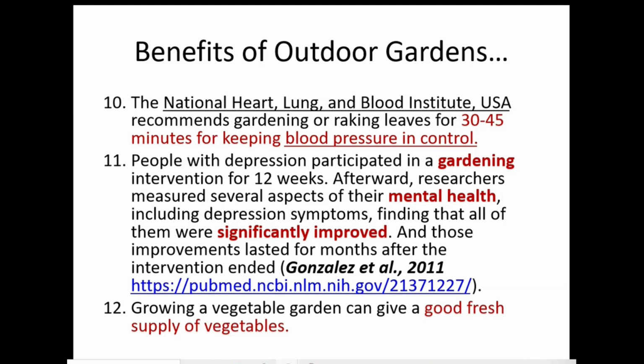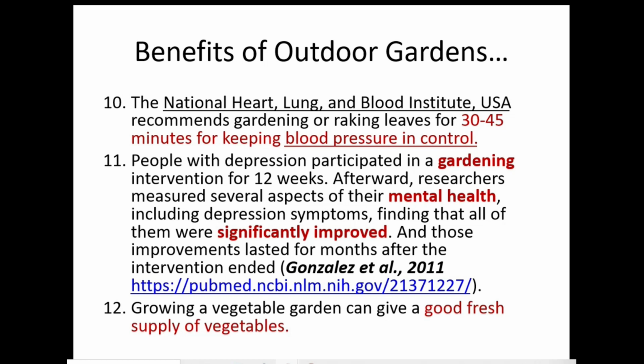Blood pressure will also be in control if you are engaging in gardening. The National Heart, Lung, and Blood Institute USA recommended this. And there's another research by Gonzalez et al. in 2011, which shows that gardening will improve your mental health. A 12-week gardening program was held with selected respondents, and they measured their mental health, including depression. They significantly improved, which means gardening helped to improve it.